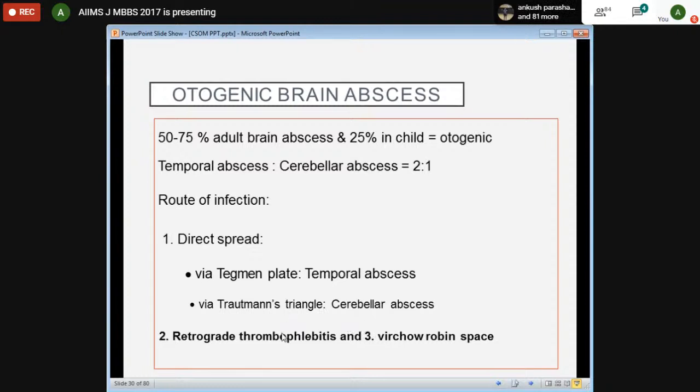And third is retrograde thrombophlebitis. As we already discussed, if the mastoid emissary vein gets involved, the retrograde thrombophlebitis is connected to the veins of the brain and it will lead to otogenic brain abscess. And there is the Virchow-Robin space. Virchow-Robin space is the interstitial space where the blood vessels enter the brain, and through this space the infection may travel to the brain and lead to abscess formation.